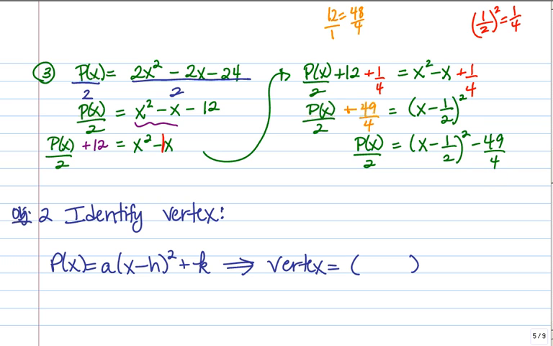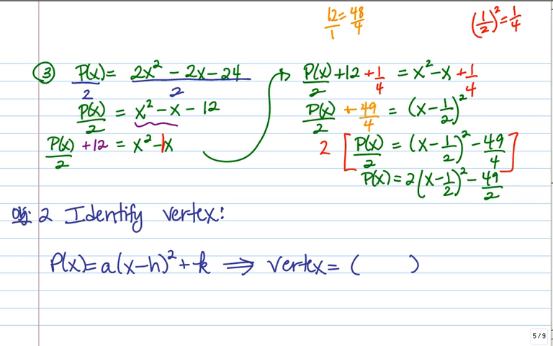And then a last step, clear out the parentheses by multiplying by 2. So that would give us just p of x is equal to 2 times x minus 1/2 squared minus 2 times 49 over 4, which is actually 49 over 2. Okay? So you're thinking, okay, I could pick up the calculator and graph it that way. But it is important to be able to know how to go from one form to the other.